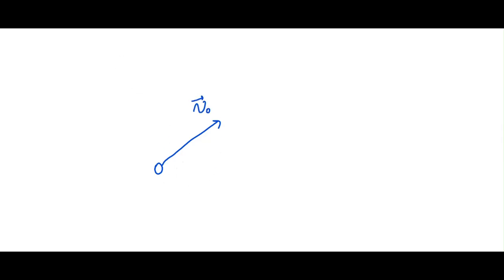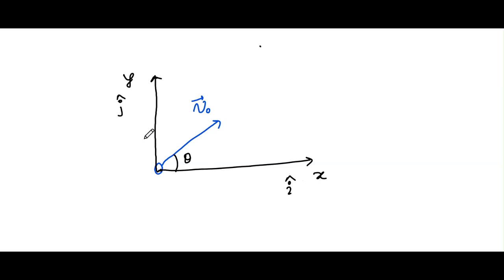and this velocity v naught is making an angle theta with horizontal. So let's say this is horizontal, and this is theta, and then this axis will be vertical axis. Let's say this is y axis. So unit vector along this x axis or horizontal axis is i cap, and unit vector along this axis is j cap.